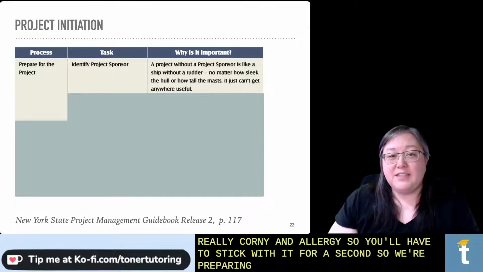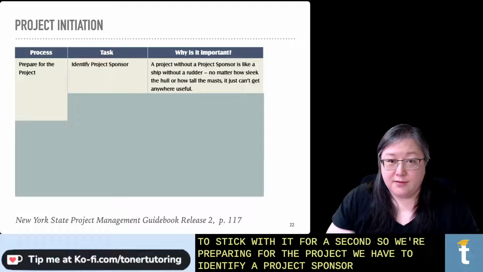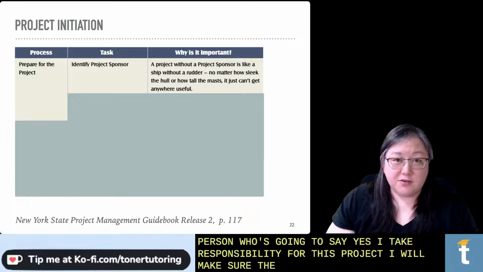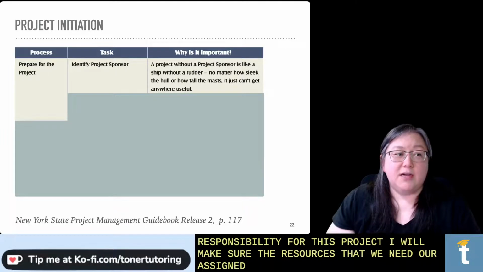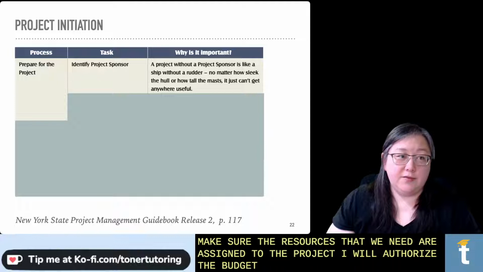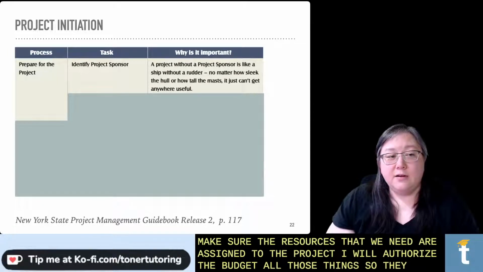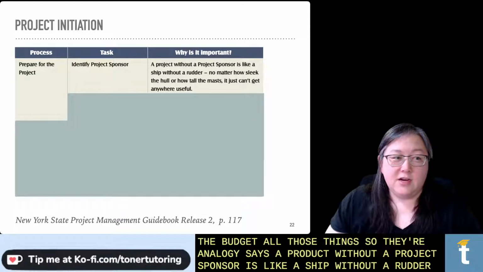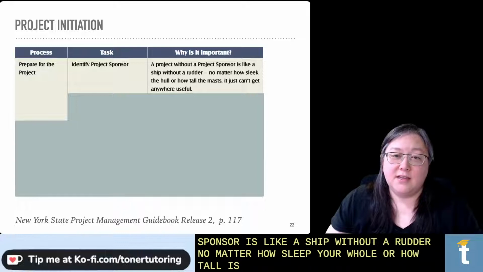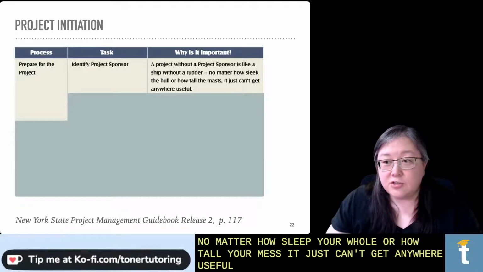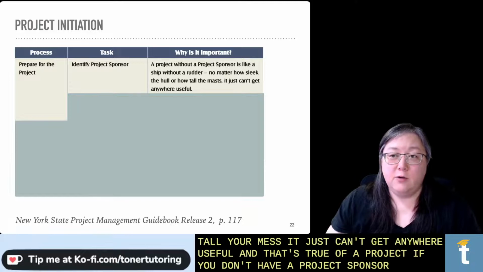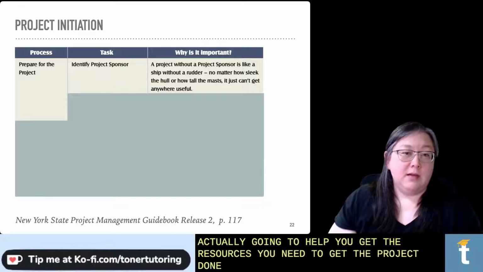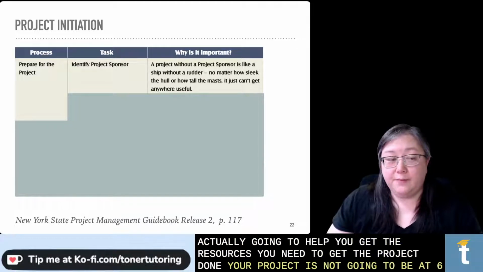So we're preparing for the project. We have to identify a project sponsor. That's the person who's going to say, yes, I take responsibility for this project. I will make sure the resources that we need are assigned to the project. I will authorize the budget, all of those things. So their analogy says a project without a project sponsor is like a ship without a rudder. No matter how sleek your hull or how tall your mast, it just can't get anywhere useful. And that's true of a project. If you don't have a project sponsor who is actually going to help you get the resources you need to get the project done, your project is not going to be as successful, right?